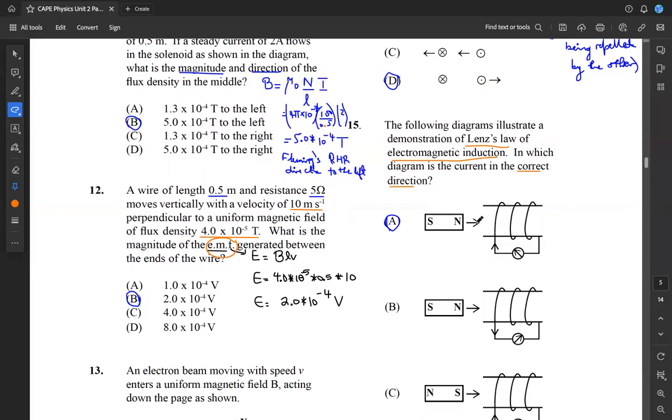And so Lenz's law, right? Lenz's law just says that the induced EMF that's generated, the current will move in such a way to oppose the change that causes that, right? To oppose whatever is causing that change.